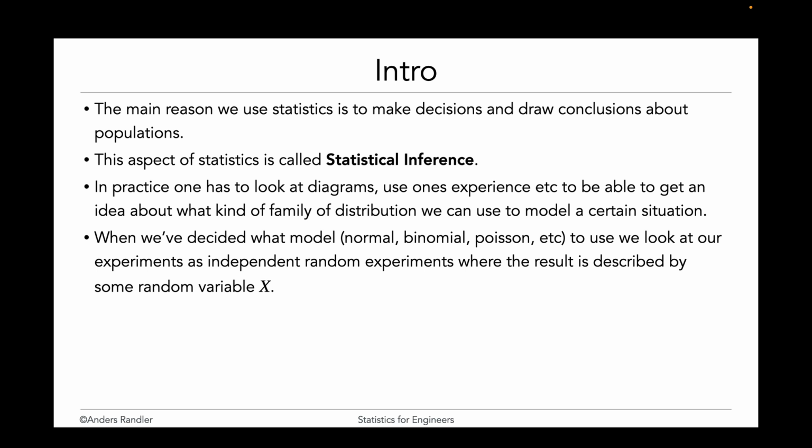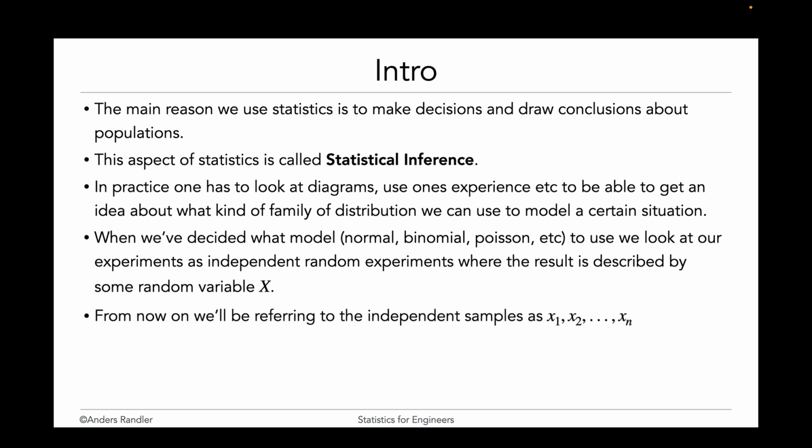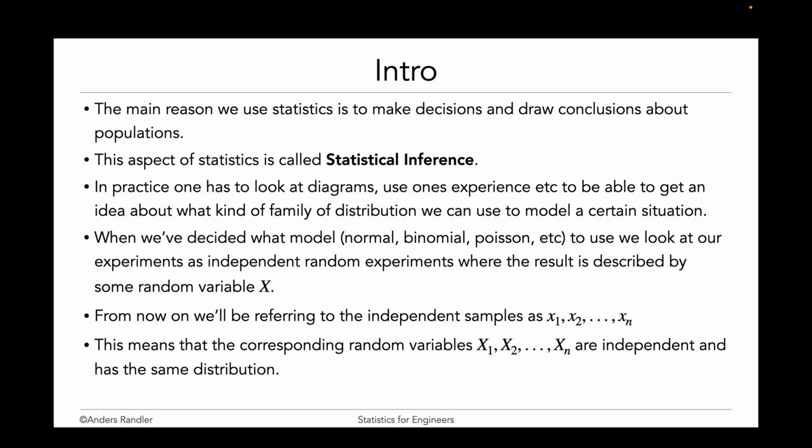So when we have decided what model, normal, binomial, Poisson, etc., to use, we can then look at our experiments and check, is it independent, and so on, and start working by defining a random variable X and go on from there. From now on, we'll be referring to the independent samples of this variable as x1, x2, etc. This means that the corresponding random variables X1, X2, etc. are independent and have the same distribution. That's the basic idea.